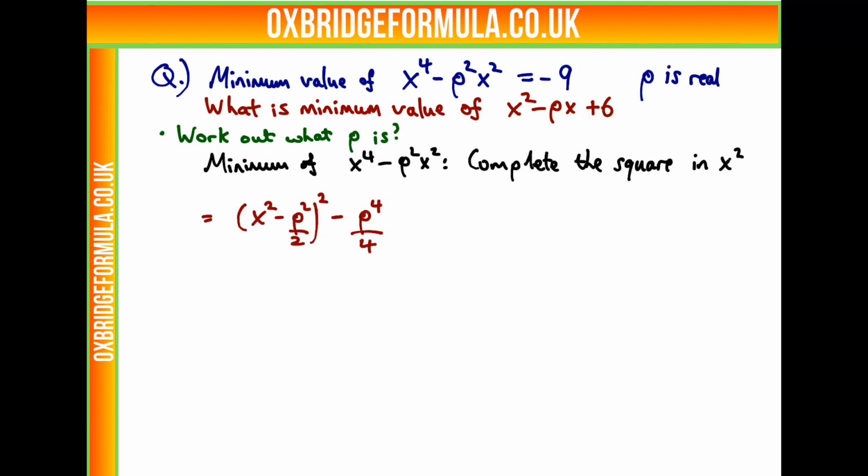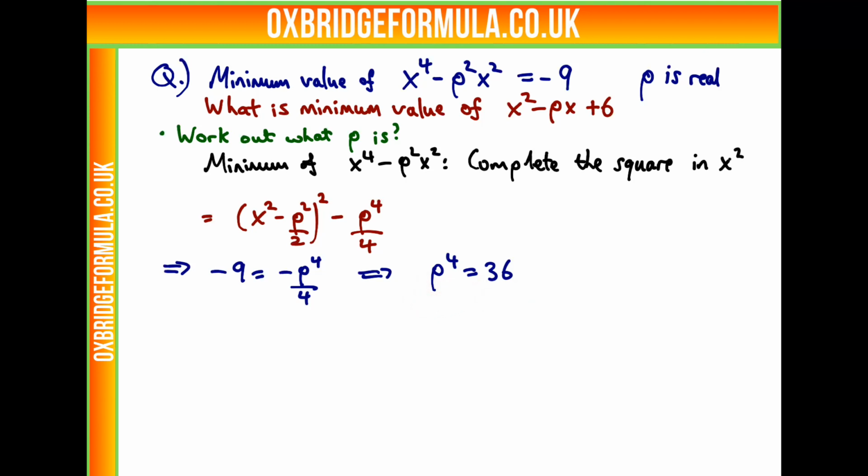So doing that, we can factorize it as x squared minus p squared over 2, all squared, minus p to the 4 over 4. And because the minimum is negative 9, that means the minimum value of this occurs when this bracket is 0, as this is always positive. And the minimum value is minus p to the 4 over 4. That means 9 is p to the 4 over 4, i.e. p to the 4 is 36.